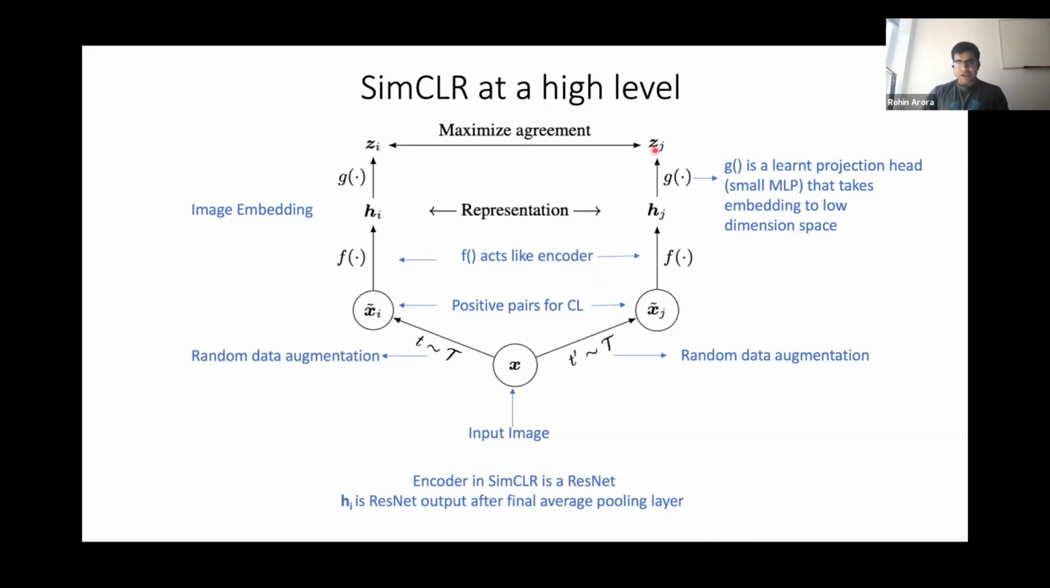Essentially, now Zi and Zj, if they are coming from the same image, you want to make them similar. And all other images in the mini batch, you want to make them dissimilar, which will be enabled by the contrastive loss function.